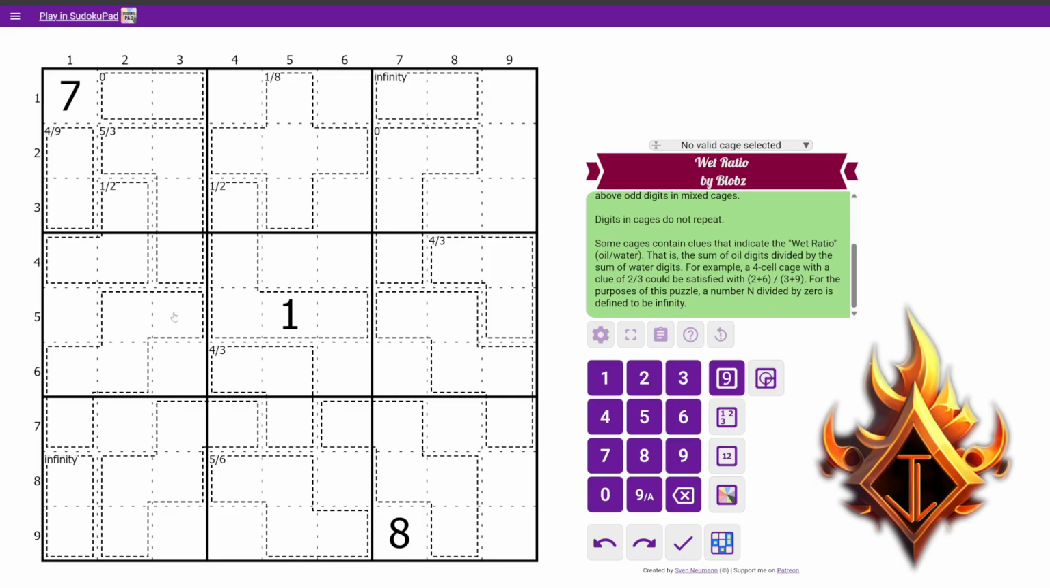Do I have any of those? Those are just the ones that are marked. Okay. What about the 0 then? The sum of oil digits divided by the sum of water digits.